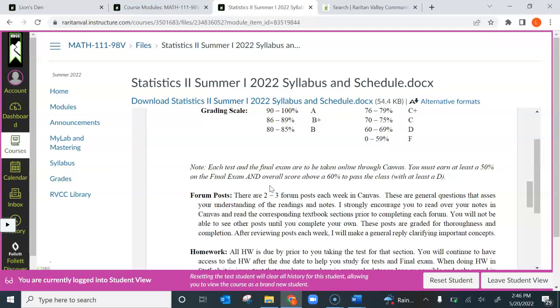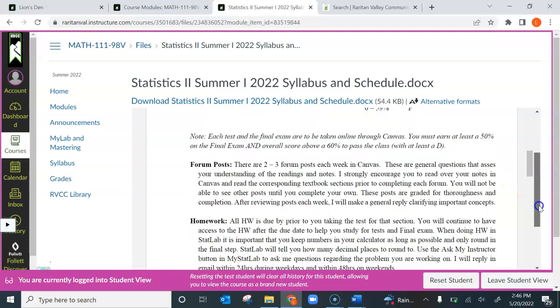So basically what that means is if you get a 50 on the final and above a 60 for your overall grade, you technically pass the course with a D. You need that 70% to pass the course with a C. Now, you can get RVCC credit for a D, but you cannot transfer that to another institution. So you're going to aim for a 70 or above, along with that 50 above on the final.